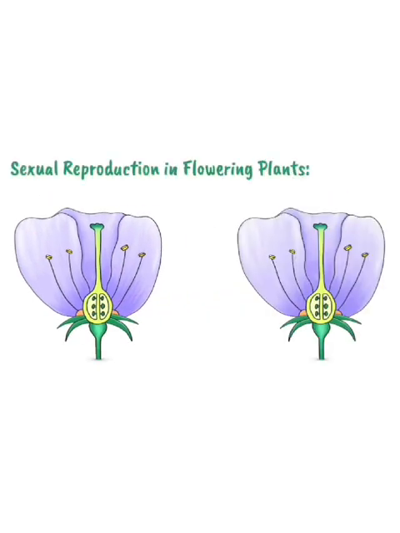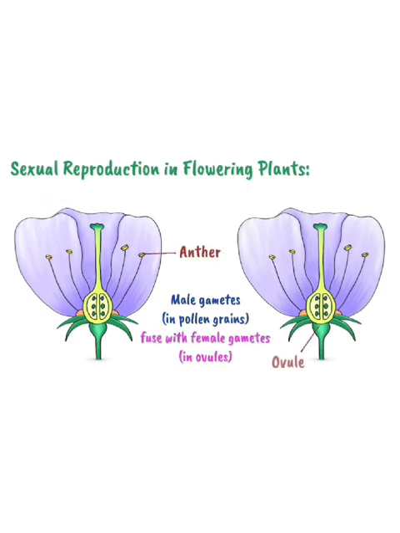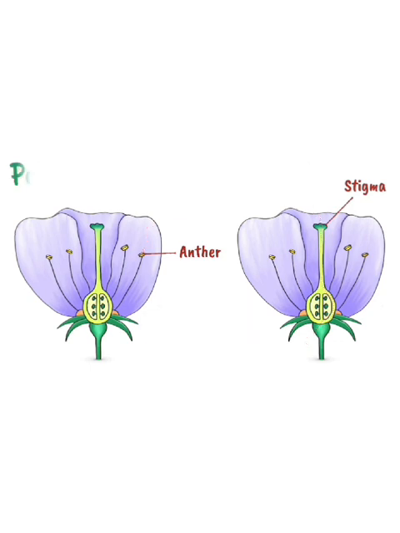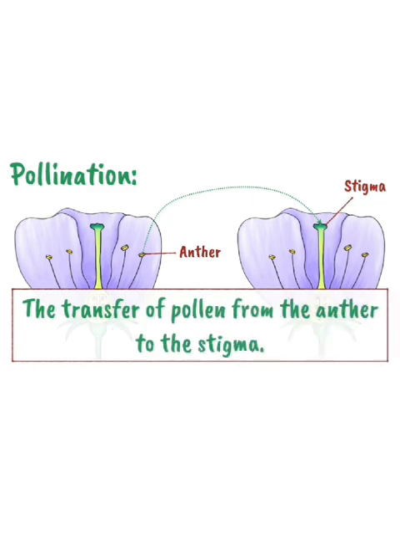In the sexual reproduction of flowering plants, the male gametes in the pollen grains fuse with the female gametes in the ovule. The male gamete from the anther transfers through the stigma and enters the ovule. That is pollination. In general, we can say the pollen grains transfer from the anther to the stigma. The transfer of pollen grains from the male anther to the female stigma is known as pollination.